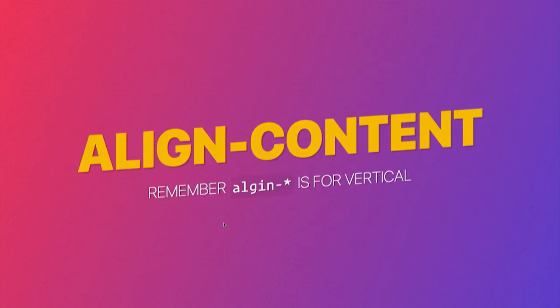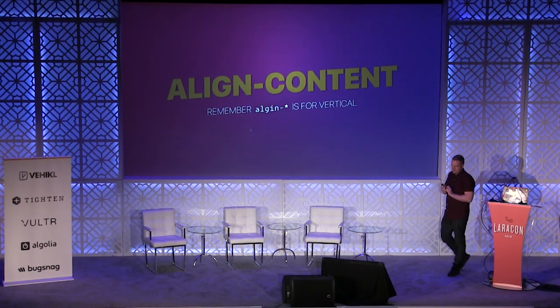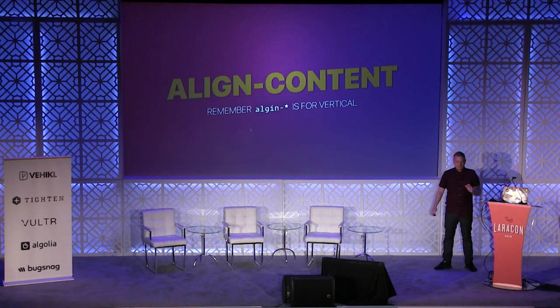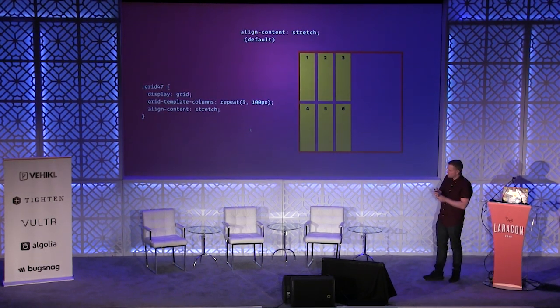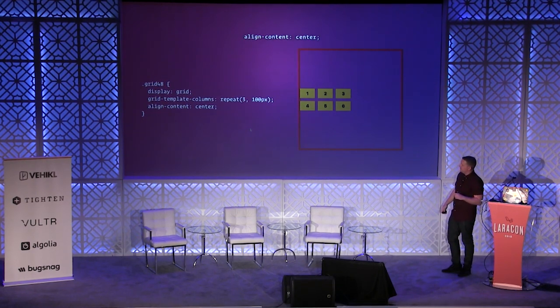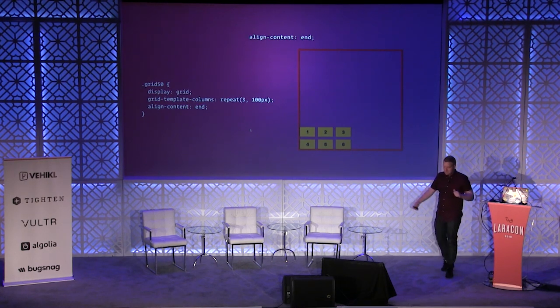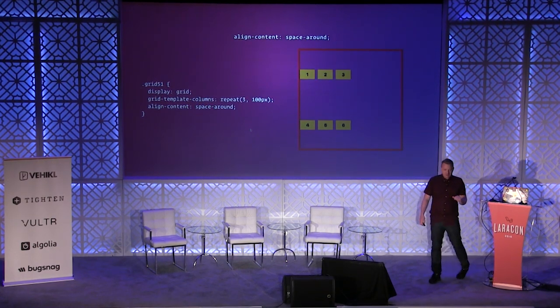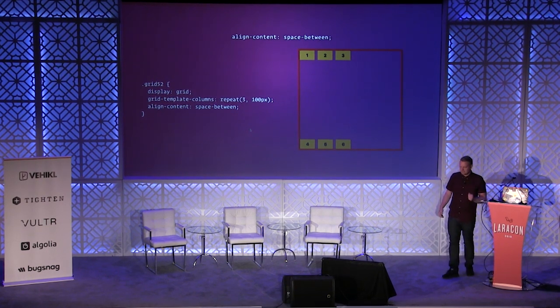Next we have align content. And remember what we said about align dash is for the vertical alignment. By default, align content stretch, like we said before. It'll just stretch the actual element, but we can center them. We can start them. We can end them. We can space around, and we can space between, just like we looked at on the other ones.